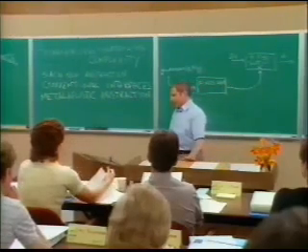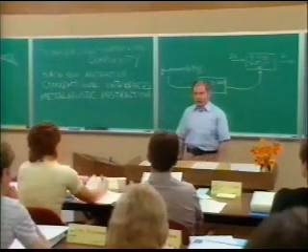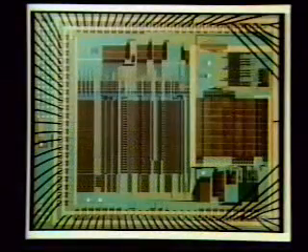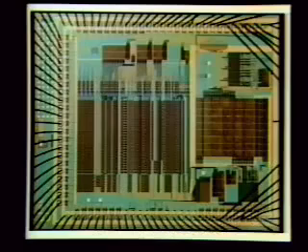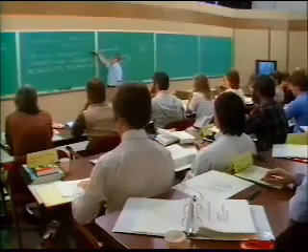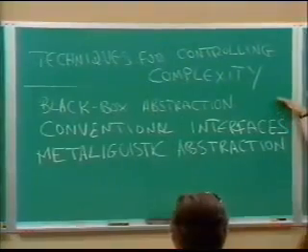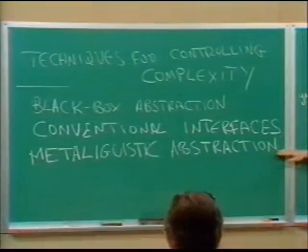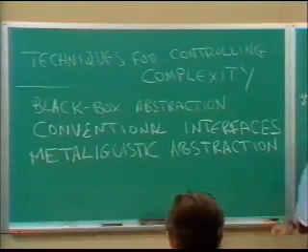And then finally, we're going to talk about how you implement these things very concretely on the very simplest kind of machines. Even we'll see something like this, this is a picture of a chip, which is the Lisp interpreter that we will be talking about, done in hardware. Okay. Well, there's an outline of the course, 3 big topics: black box abstraction, conventional interfaces, metalinguistic abstraction. Now let's take a break now, and then we'll get started.